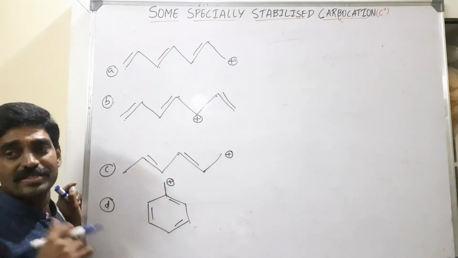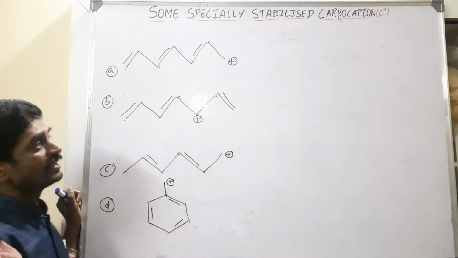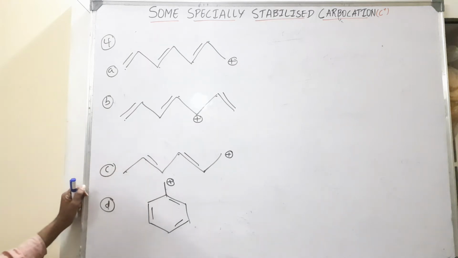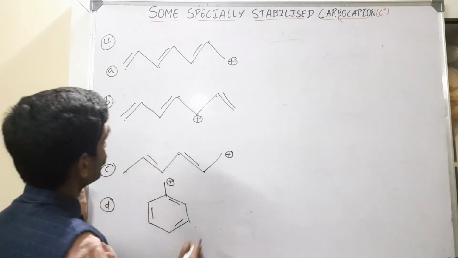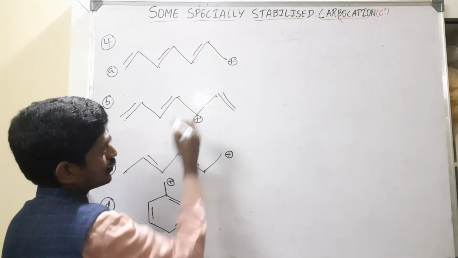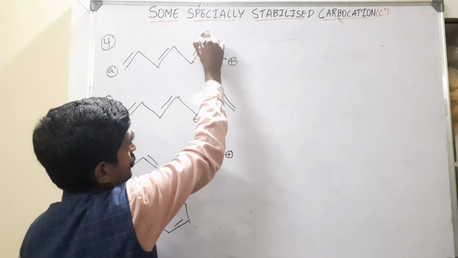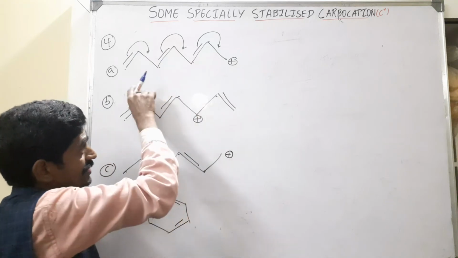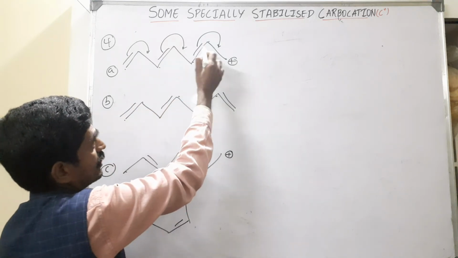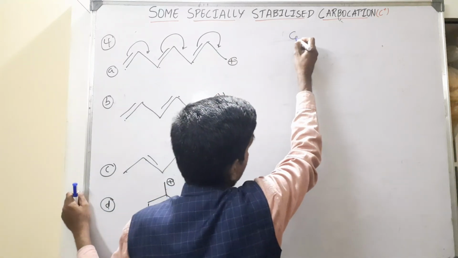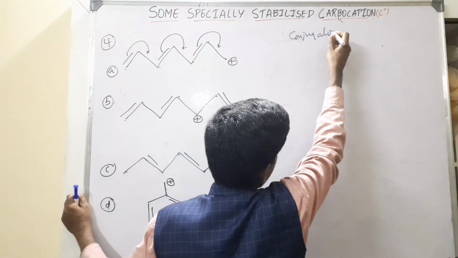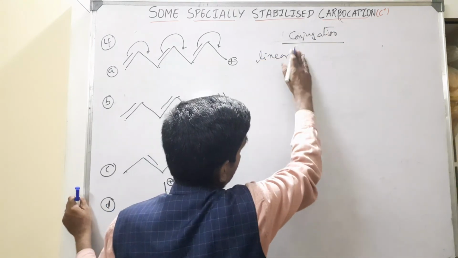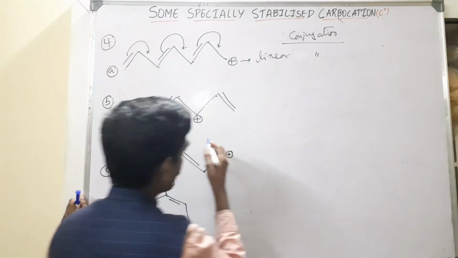Now which among these is highly stable, and what is the order of stability? This is an all-time favorite question. Got it? Now, here this carbon is carrying the positive charge. These pi electrons are shifted over here, and it is getting stable. These are shifted over here, these are shifted over here. So in this type of conjugation, there is a double bond, single bond, positive charge. This conjugation we can call a linear conjugation.